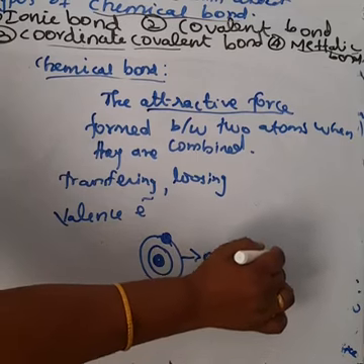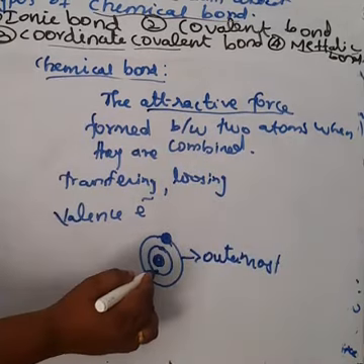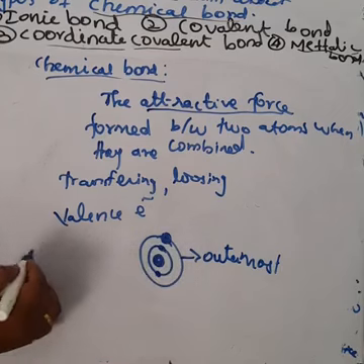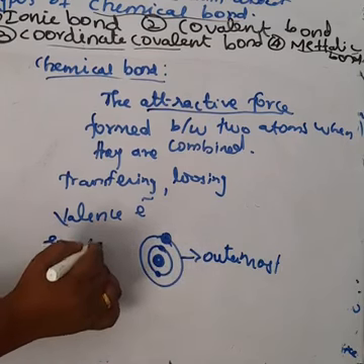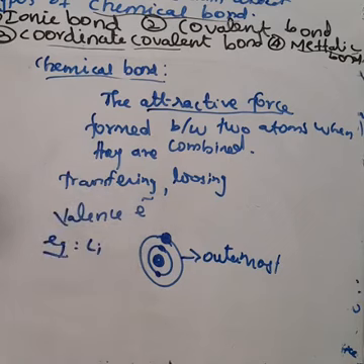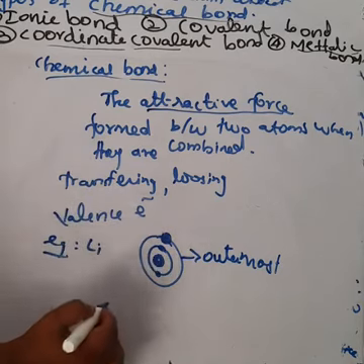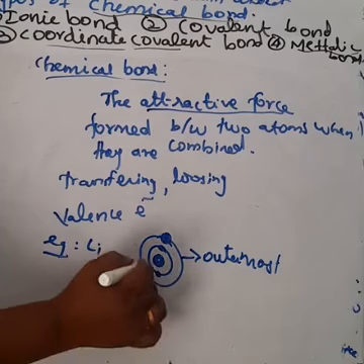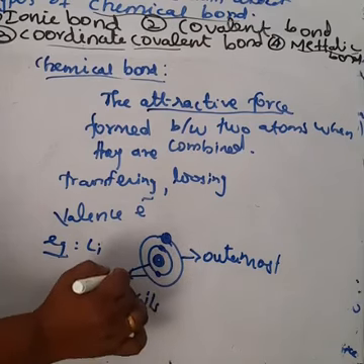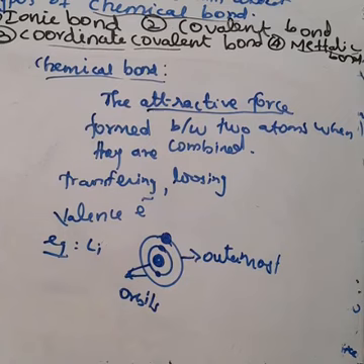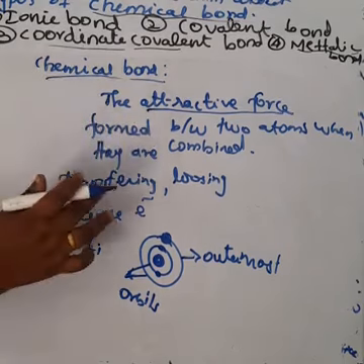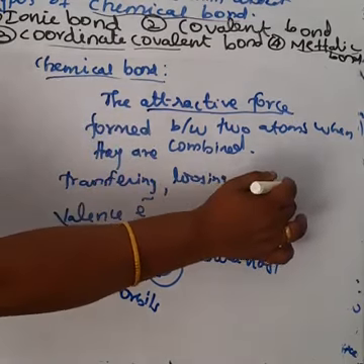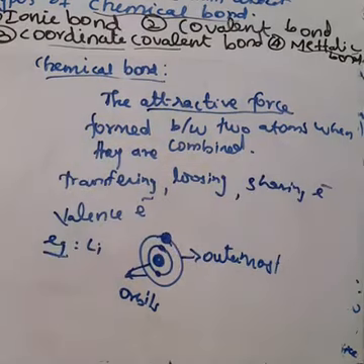What do you mean by outermost orbit? You know, the electrons are revolving around the nucleus in a circular path. This circular path is known as an orbit. So valence electrons are the electrons present in the outermost orbit. How is a chemical bond formed? By transferring or sharing or gaining or losing the electrons from the outermost orbit.